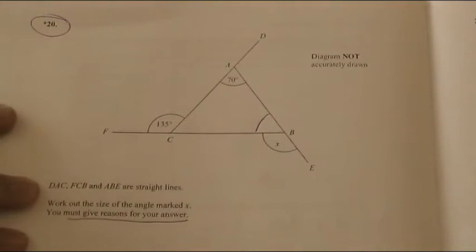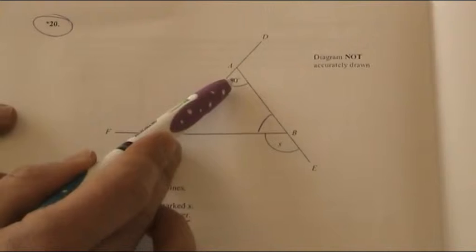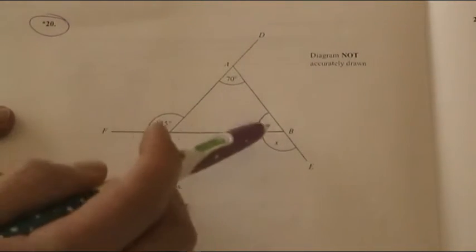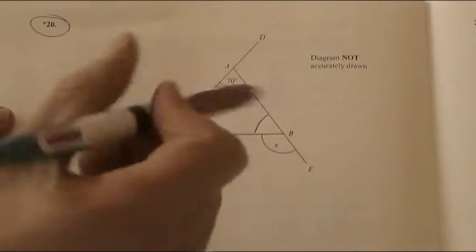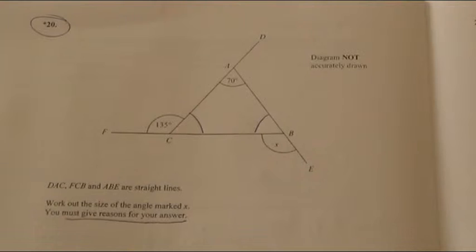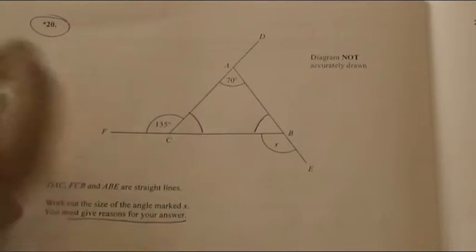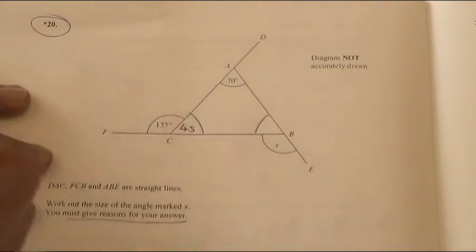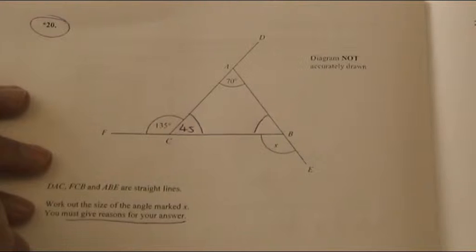And you should be able to see that it's in a triangle. So this angle plus this angle plus this angle also adds up to 180. So if I want to find that one, I need to first of all find this one. So I'm going to do the mathematics and write it down at the same time, so please bear with me. So this one must be 45 because these add up to 180 degrees because they are on a straight line.